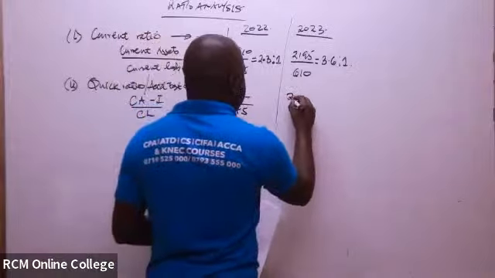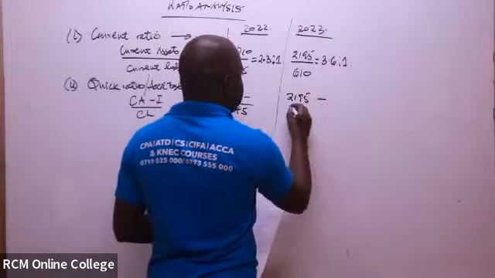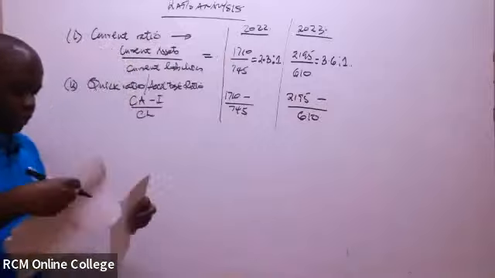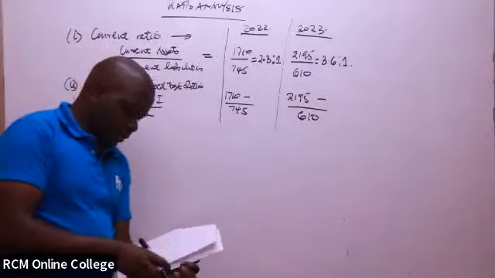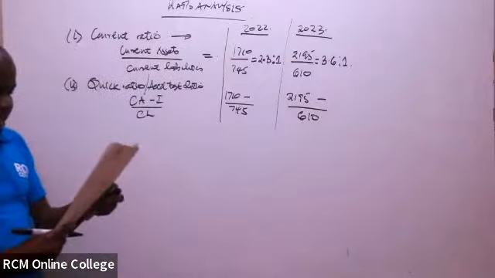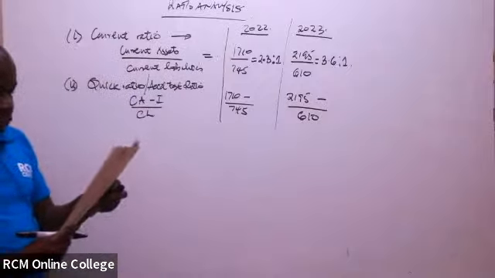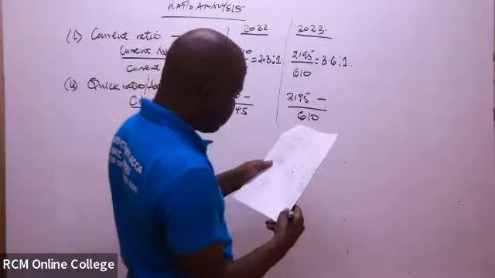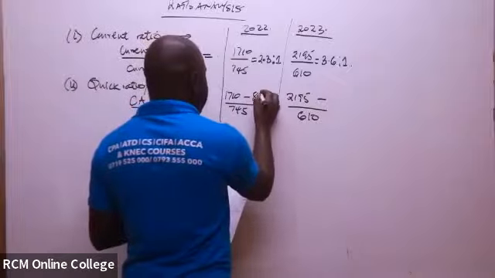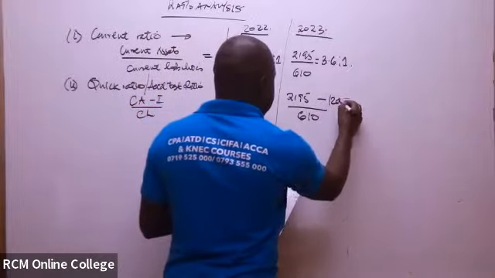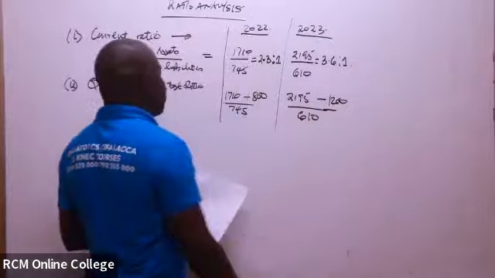We'll have 2195 minus inventory over 610. So we need to identify what is the value of inventory in our statement of financial position. For 2022, it is 800, and for the other year this one is 1200. So you can do the computation.